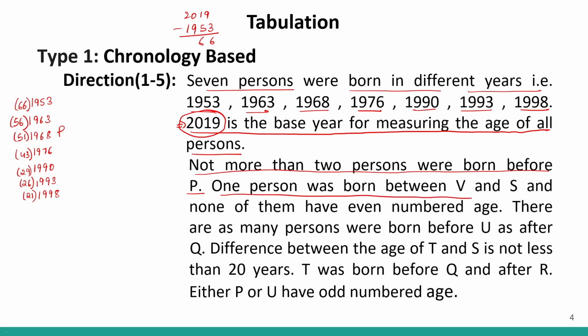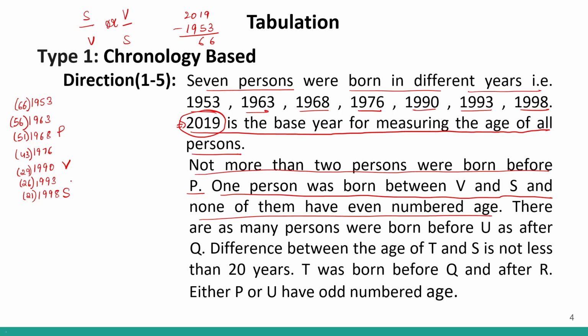1 person was born between V and S and none of them have even numbered age. So between V and S, we can have it like this or we can have it like this. 1 person is born between them and they don't have even numbered age. That means V and S cannot come in 1953, 1963 because the age is 66 and 56. Now we can have 43, correct? But then again if I have S over here, it will be 26. So even numbered age. So this is also not possible. So I can have V and S like this because the age is 29, correct?